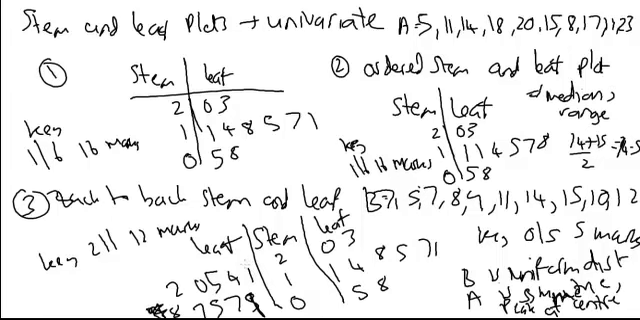So that's how we construct a stem and leaf plot, and you can do the back-to-back, just the stem and leaf plot or the ordered, and this is how we use it. And that's the end of our look at statistics.